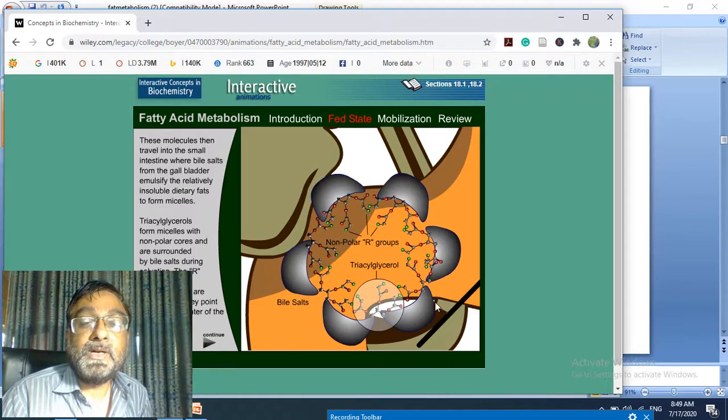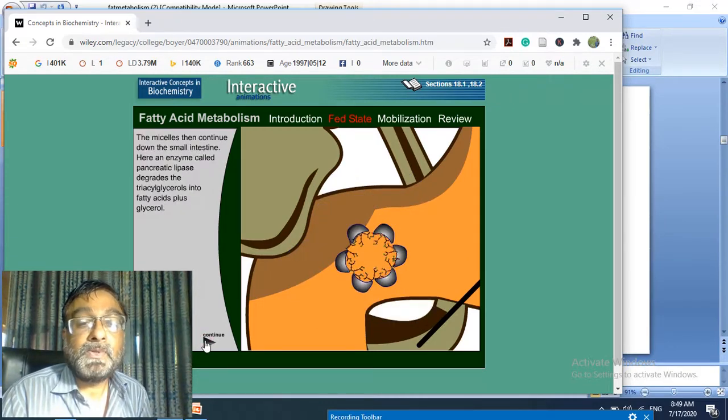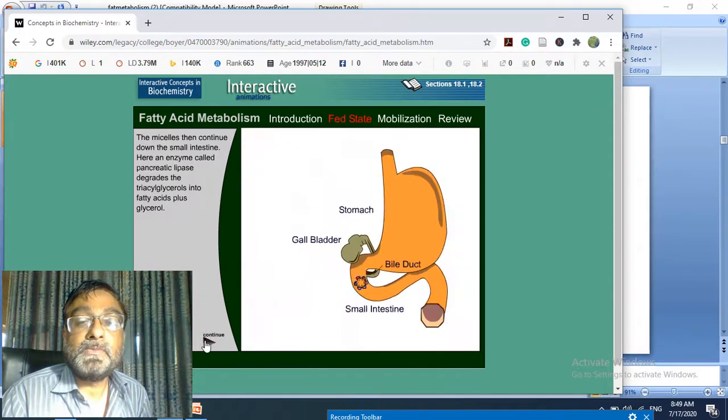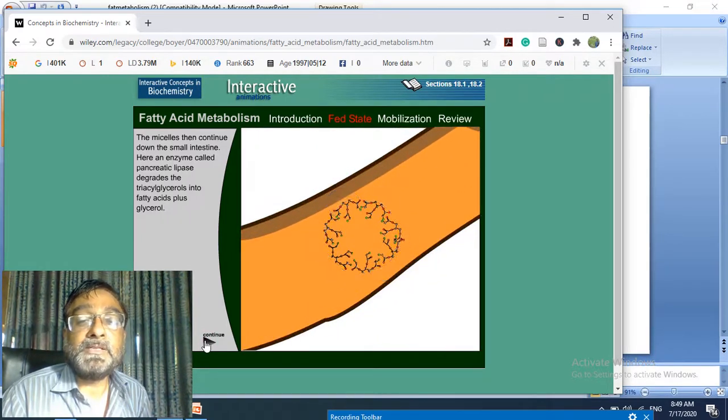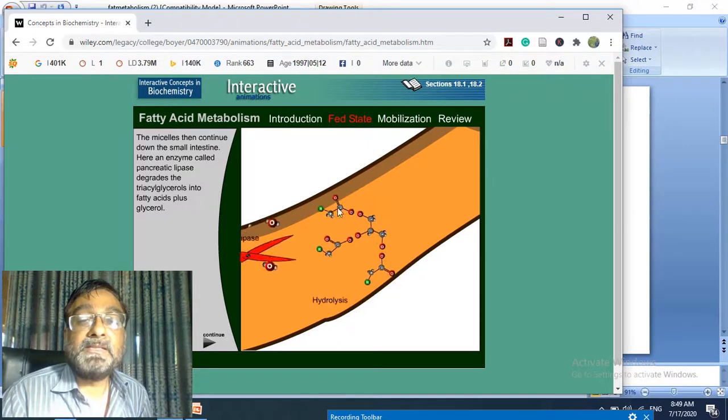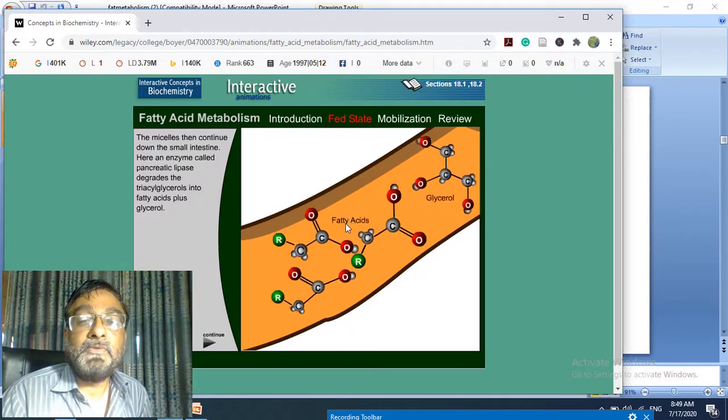So look at this one, it is making an envelope that contains triglycerol, nonpolar substances, fat-soluble substances, cholesterol, and so on. Now it has moved, and this is the mucosa part. Before it moves, you can see that it is shortened. The fatty acids are removed.